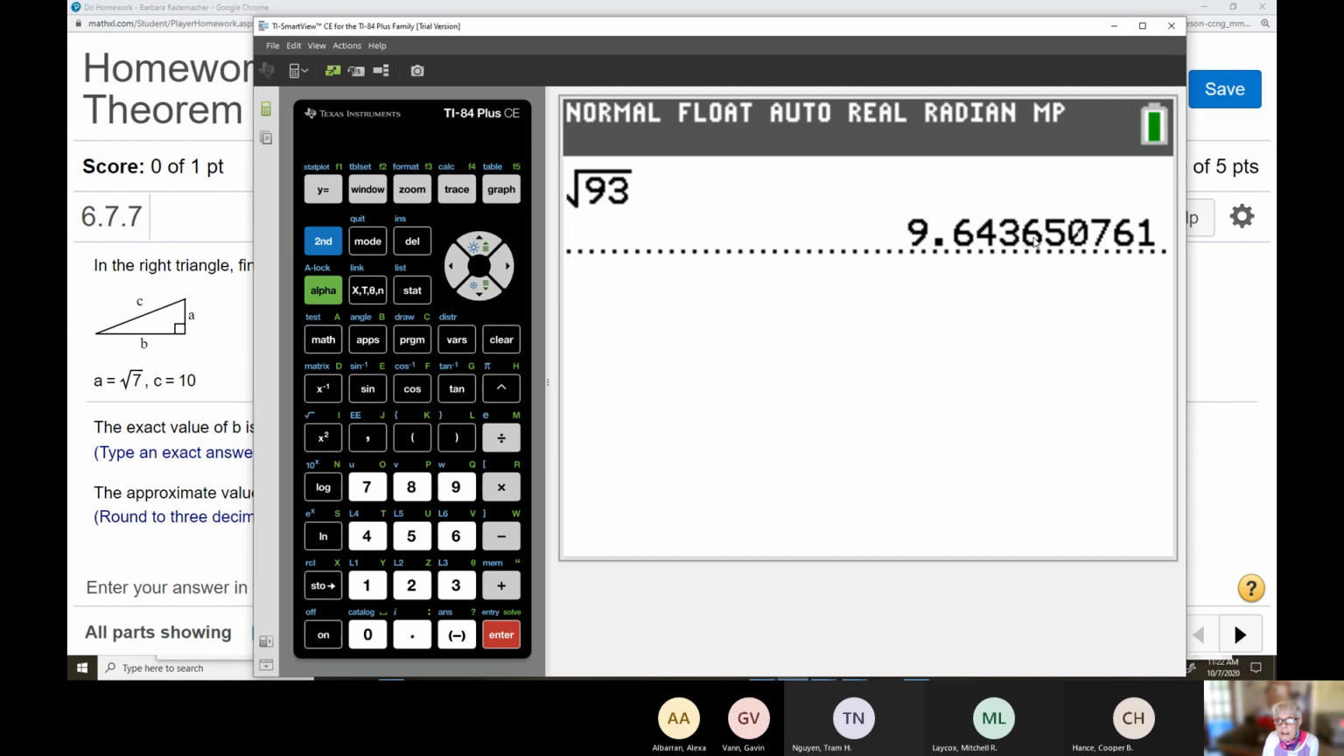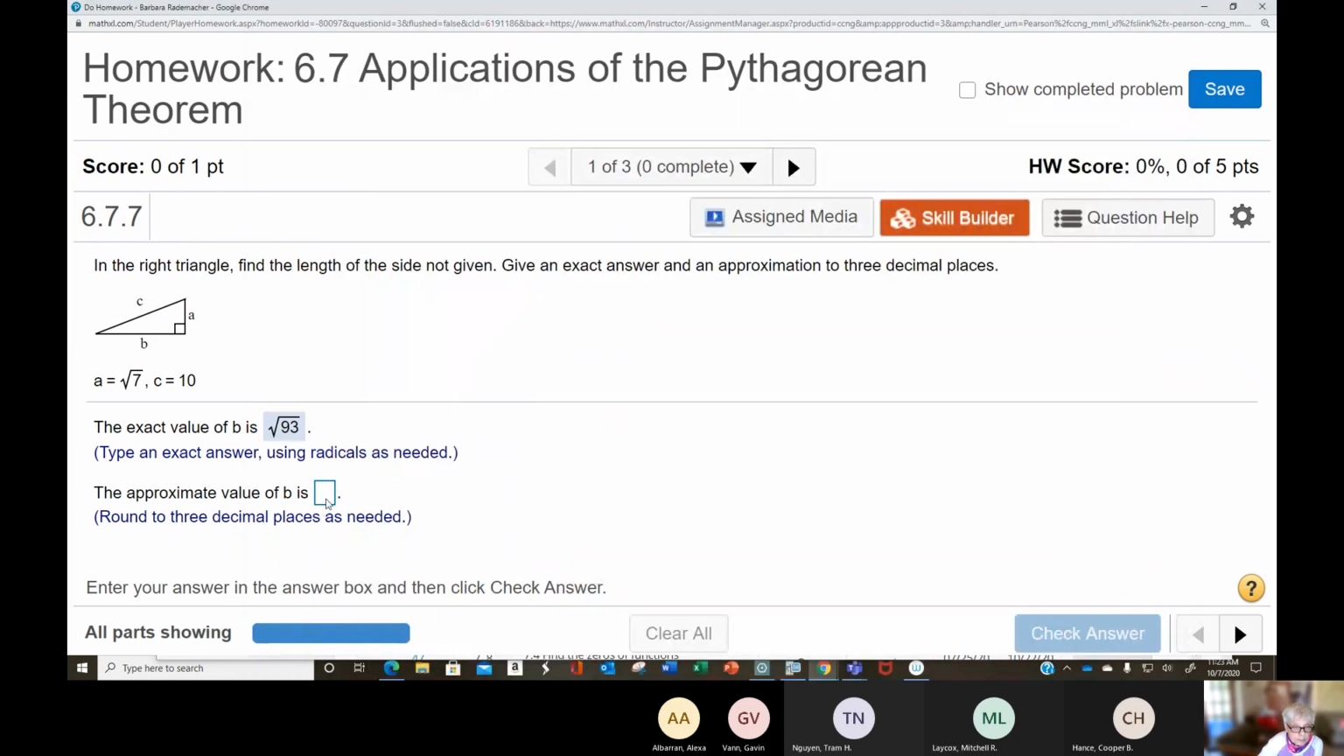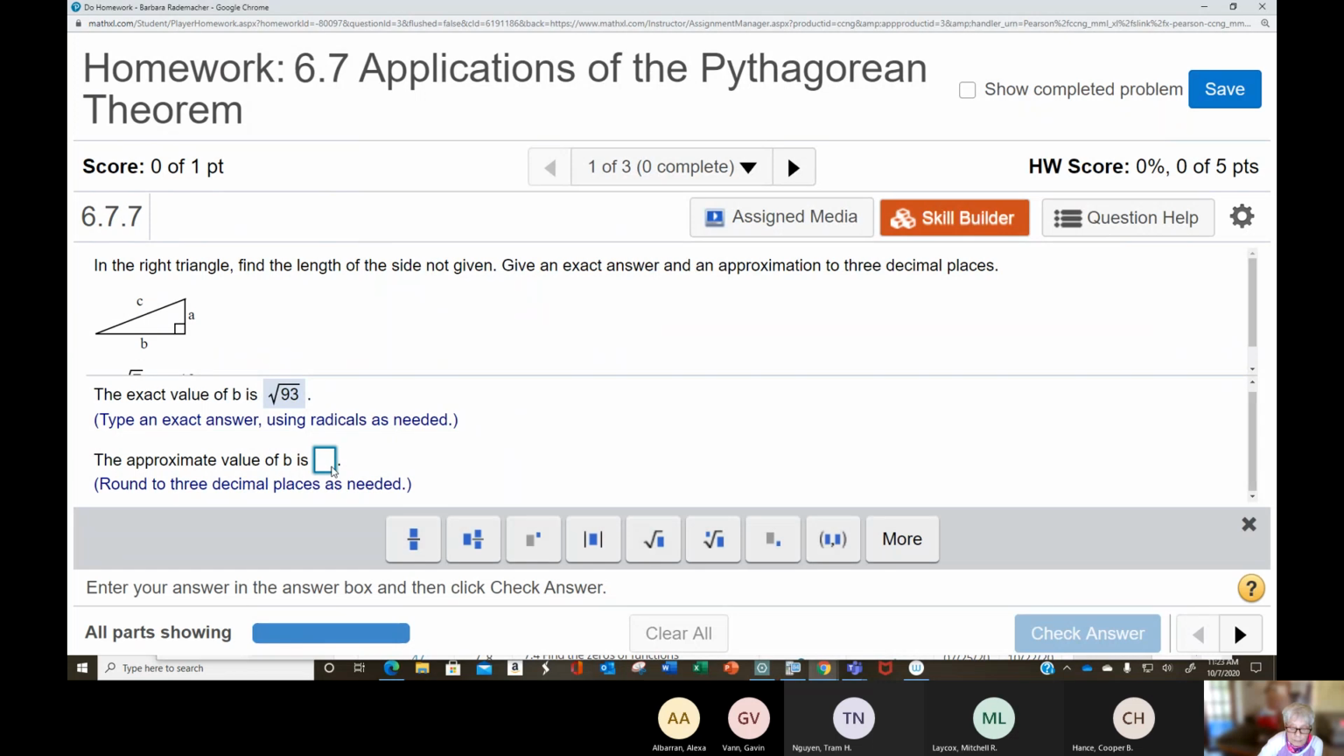If this number is 5 or bigger, I will round the 3 up to a 4. And the 4th decimal place is 6, so that 6 will round the 3 up to a 4. So my answer is going to be 9.644. Check answer.